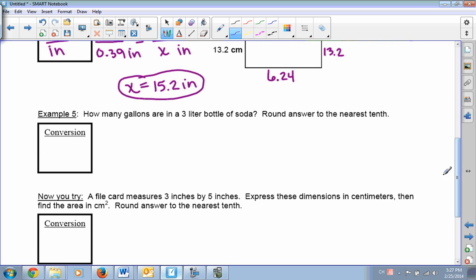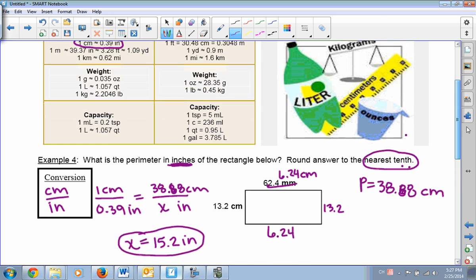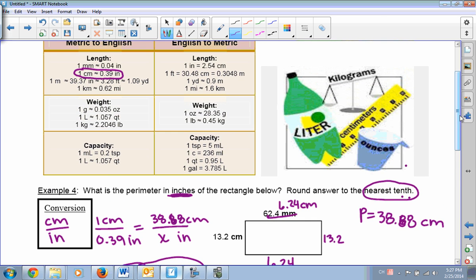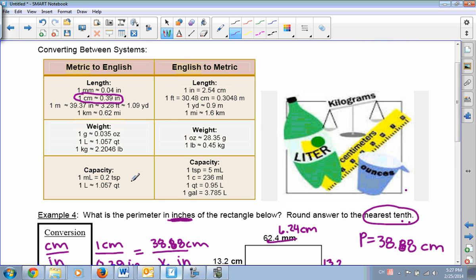Okay. And number 5, how many gallons are in a 3-liter bottle of soda? Okay, so gallons, liters. So we're going from liters to gallons. So let's see what we can find up here. Liters is metric. And I don't see liters to gallons. I see liters to quarts. And then we know that there are 4 quarts in a gallon. So we're going to have to do a double conversion here.